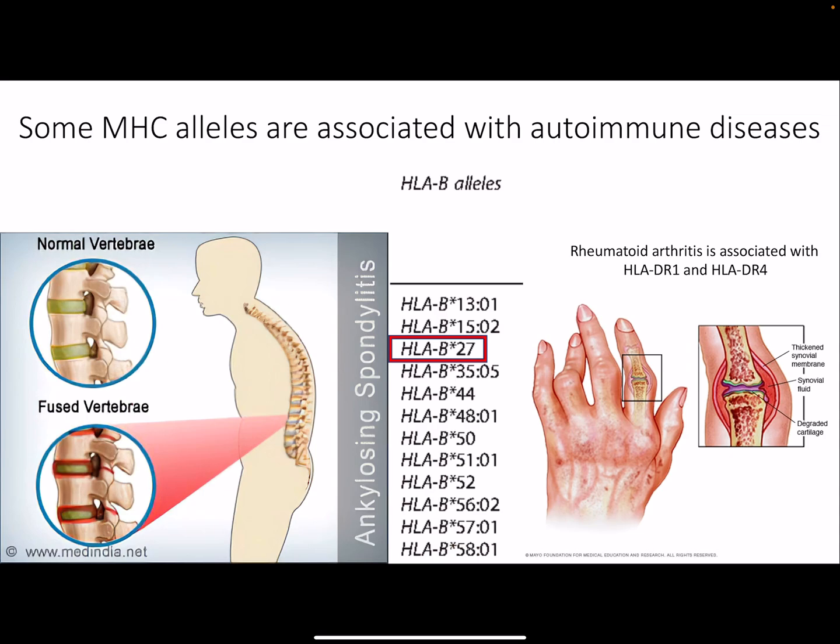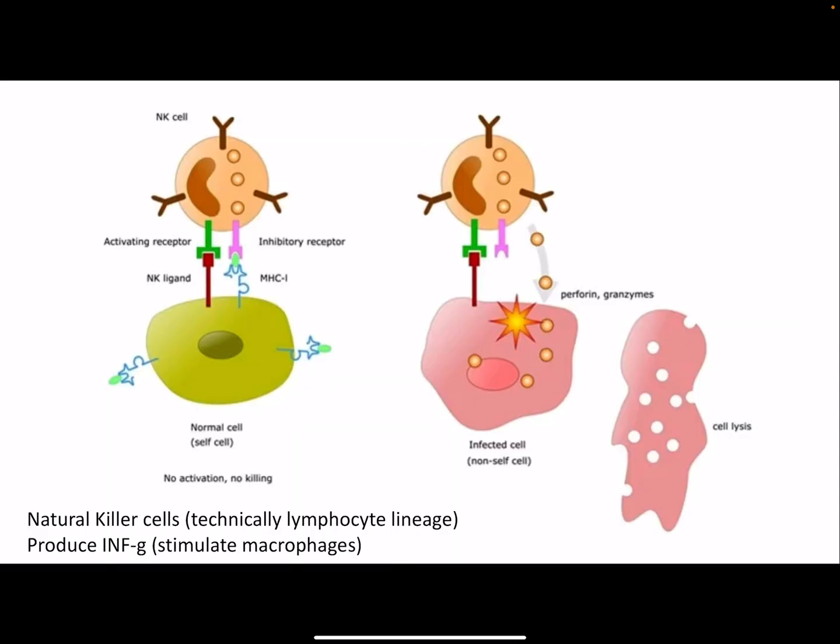Some of these alleles are going to be associated with autoimmune disease. One you should definitely know is HLA B27, which is associated with ankylosing spondylitis and a bunch of other seronegative spondyloarthritis conditions. Also, HLA DR1 and DR4 are associated with rheumatoid arthritis. And all right, so natural killer cells.